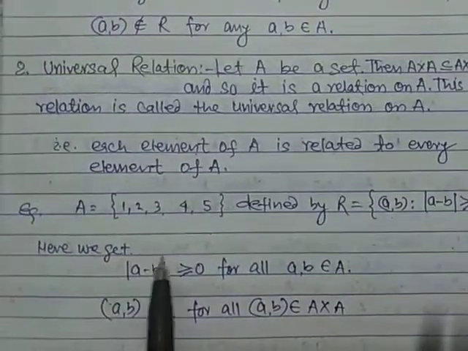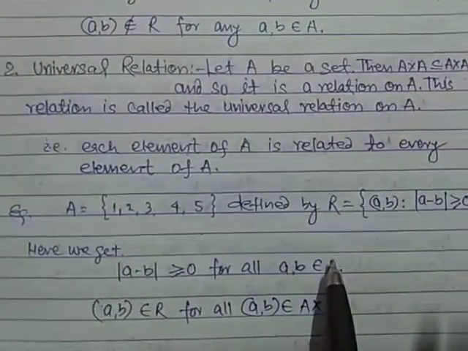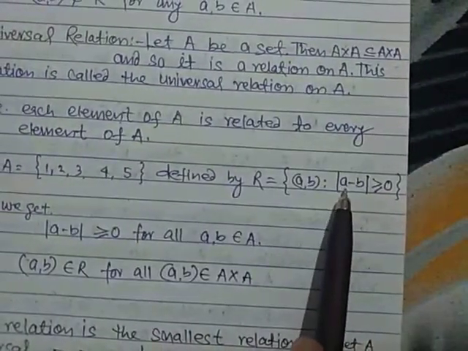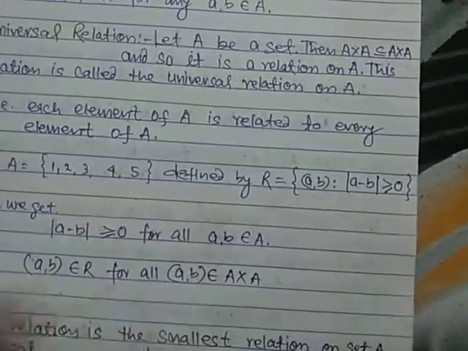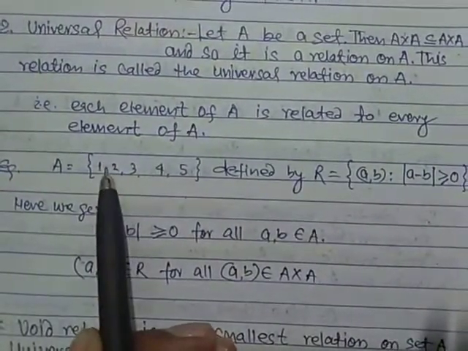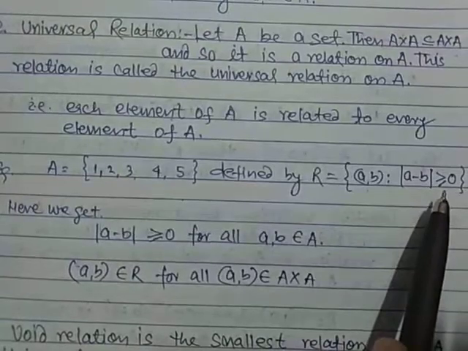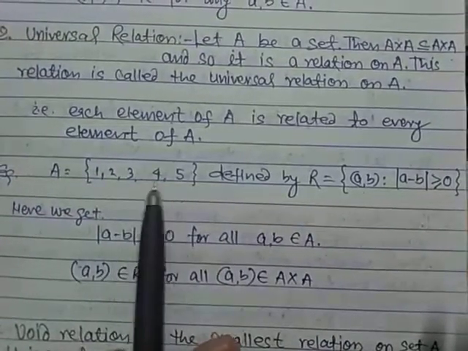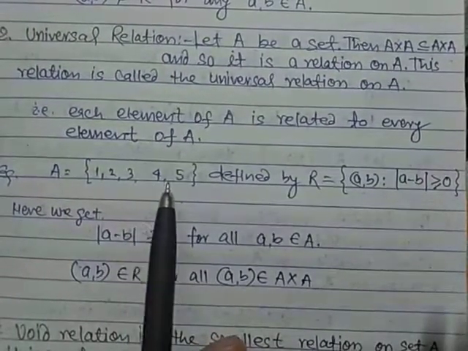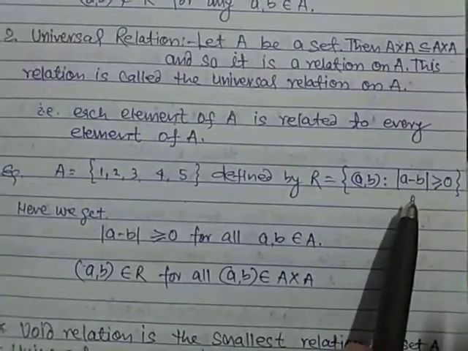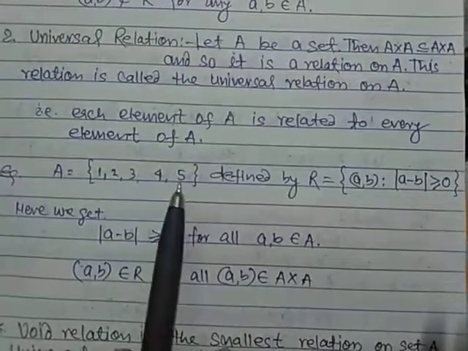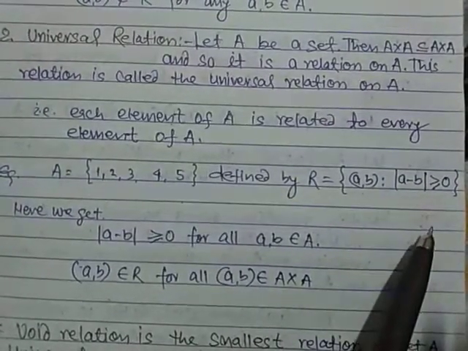Let set A contain 1 to 5, and a relation is defined as (a, b) ordered pair such that modulus of a minus b is greater than or equal to 0. What we find: either we take (1, 1), so 1 minus 1 is 0. If I take 3 and 4 as an ordered pair, (3, 4), when I take the difference, I get minus 1. Since modulus is applied here, that will provide a non-negative number. So I find 1, and that is greater than 0.